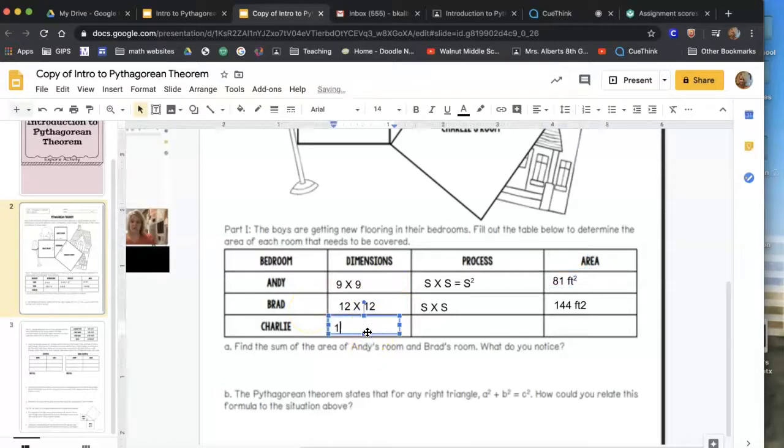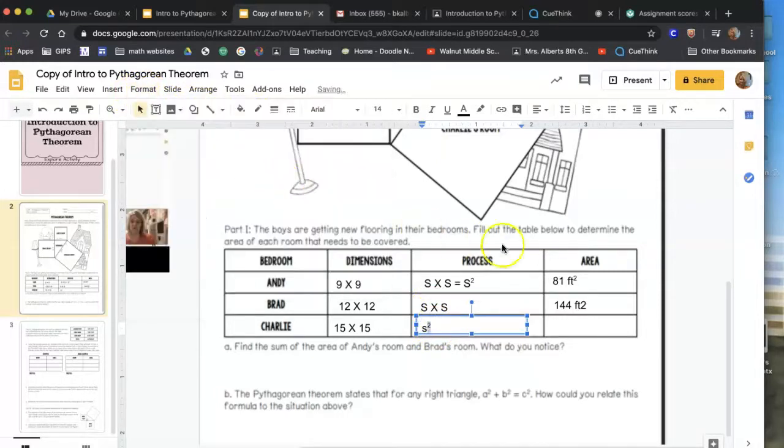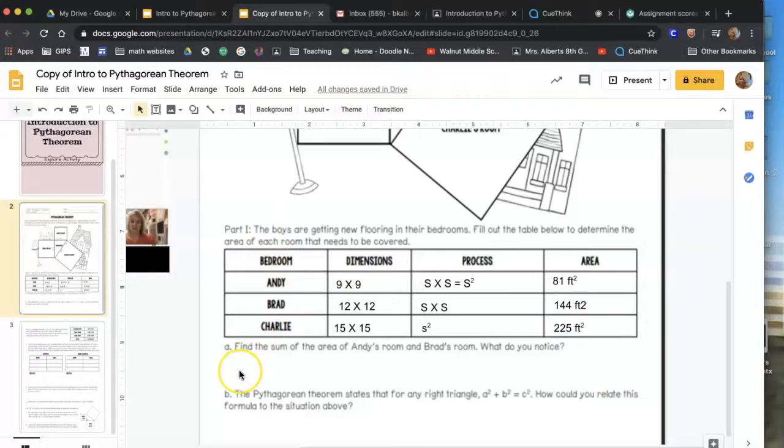Charlie was 15 by 15. Again, the process is side squared. So go highlight your 2, hit Format, Text, Superscript, side squared. Then our answer is 225 feet squared. So highlight your 2, go up to Format, go to Text, and go to Superscript. I know it seems tedious, but that's what you should have done. Okay, and then here you had a text box here to write in your answer here, and same with here.